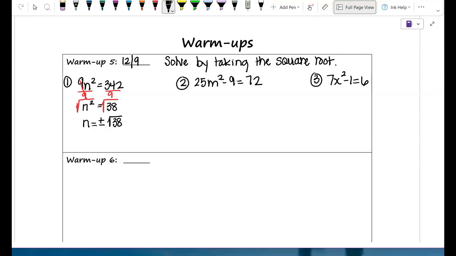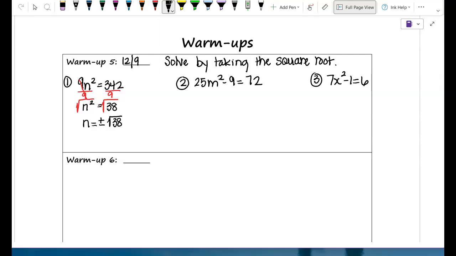Is the square root of 38 a perfect square? Do I get a whole number if I put the square root of 38 into my calculator? Nope. So it would depend. If they asked for it in decimal form, you would convert that to a decimal, or we could just say our solution set.